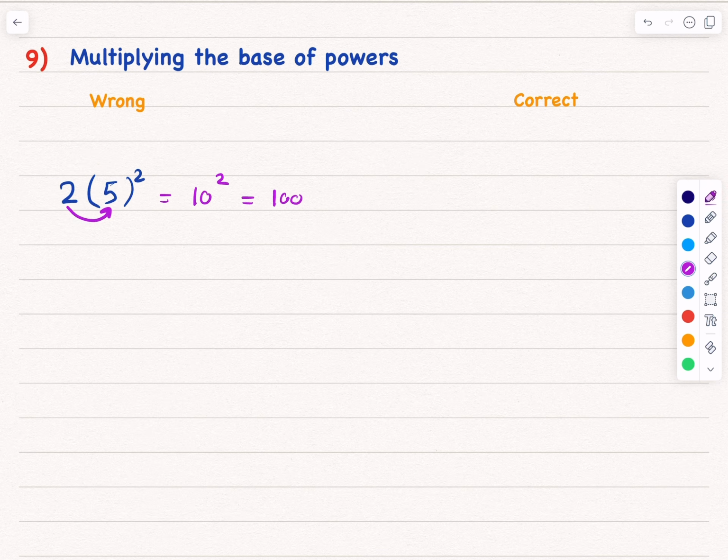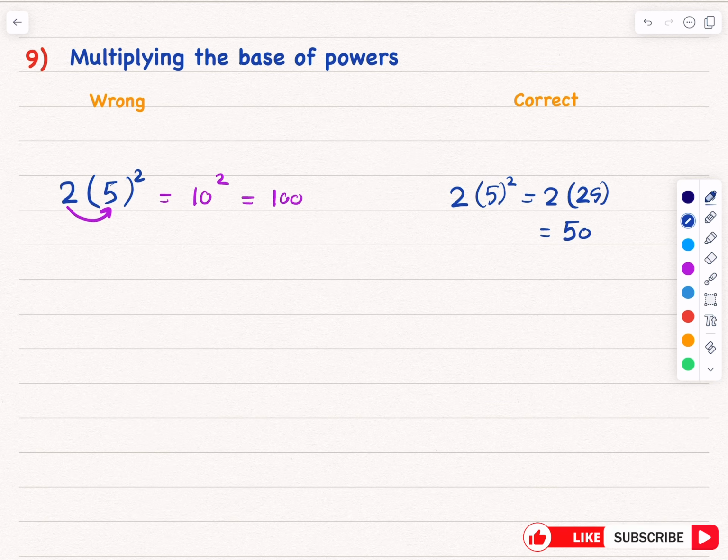To do it in the correct way, we can do 2 multiplied by 5 squared like this. First, according to PEMDAS, we do powers before multiplication. So we square the 5 first, which will be 5 squared, 25. And now 2 multiplied by 25 would be 50. This is the correct way.